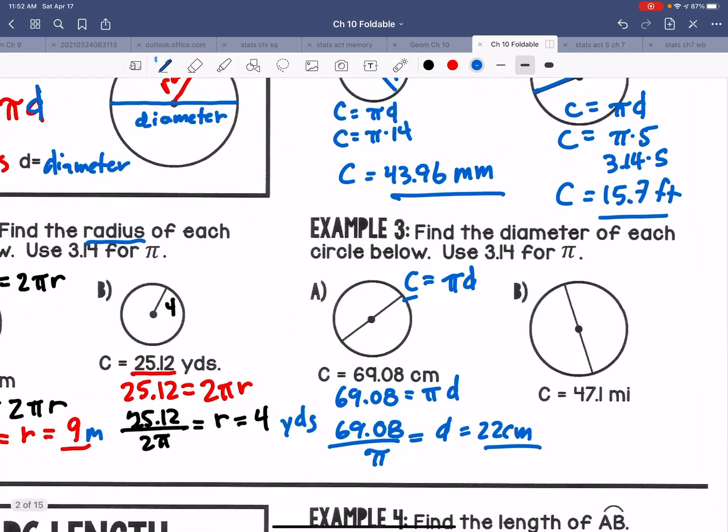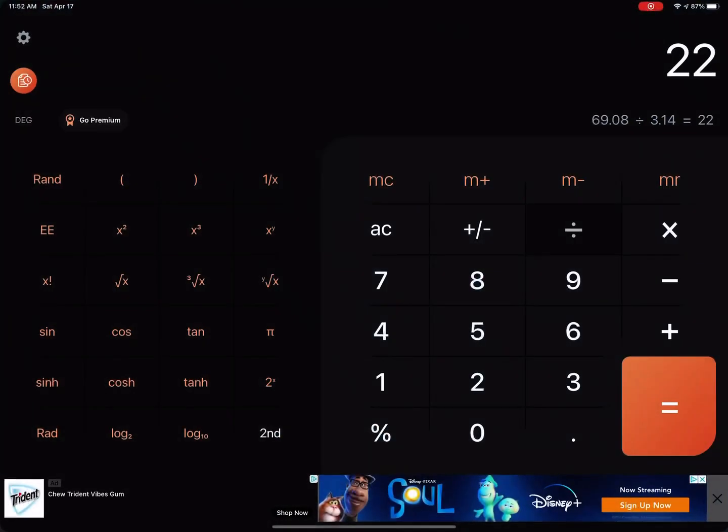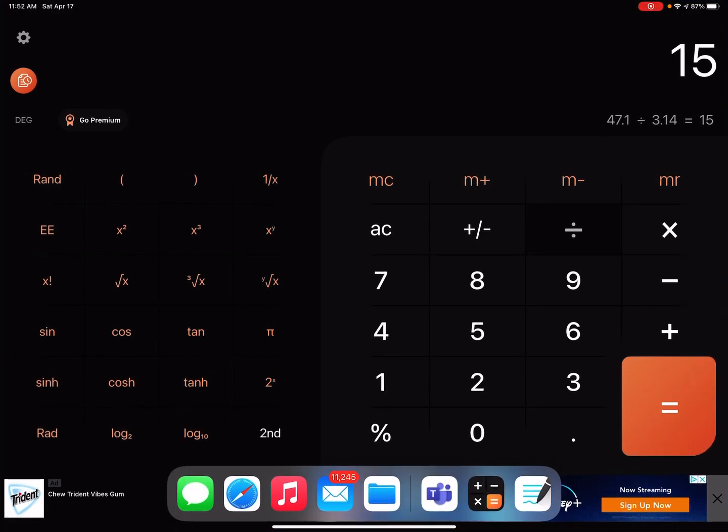Right, this one, same thing. The circumference is 47.1. And if I divide by pi, I'll get the diameter. So 47.1 divided by pi, 15.